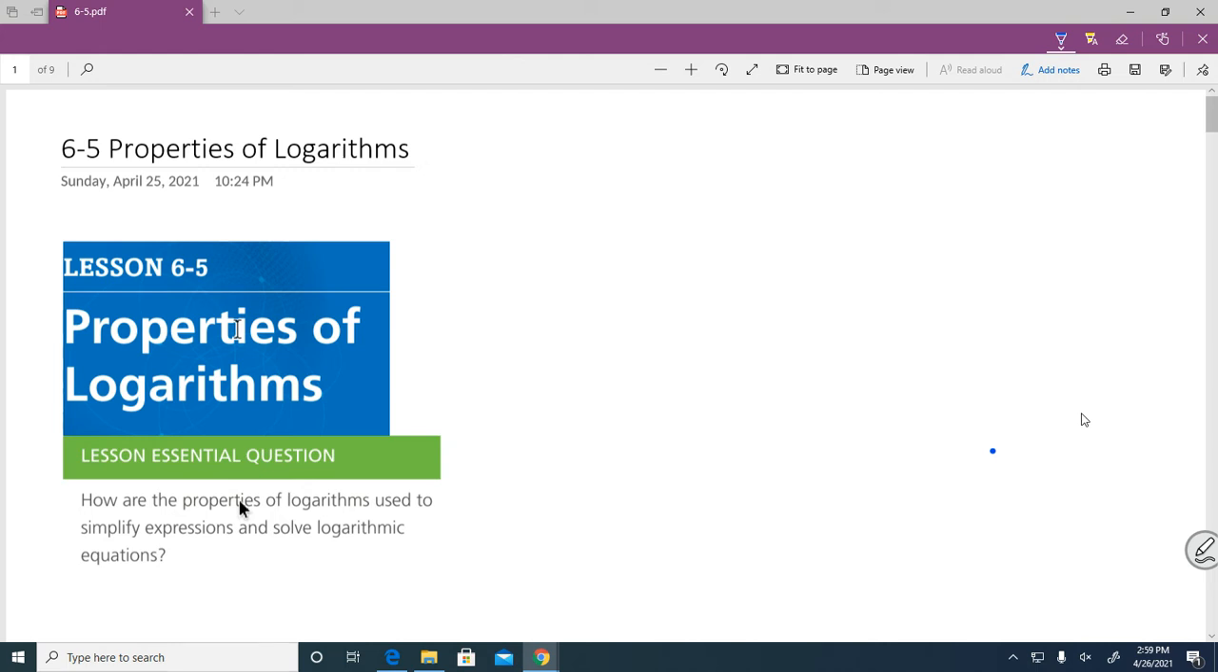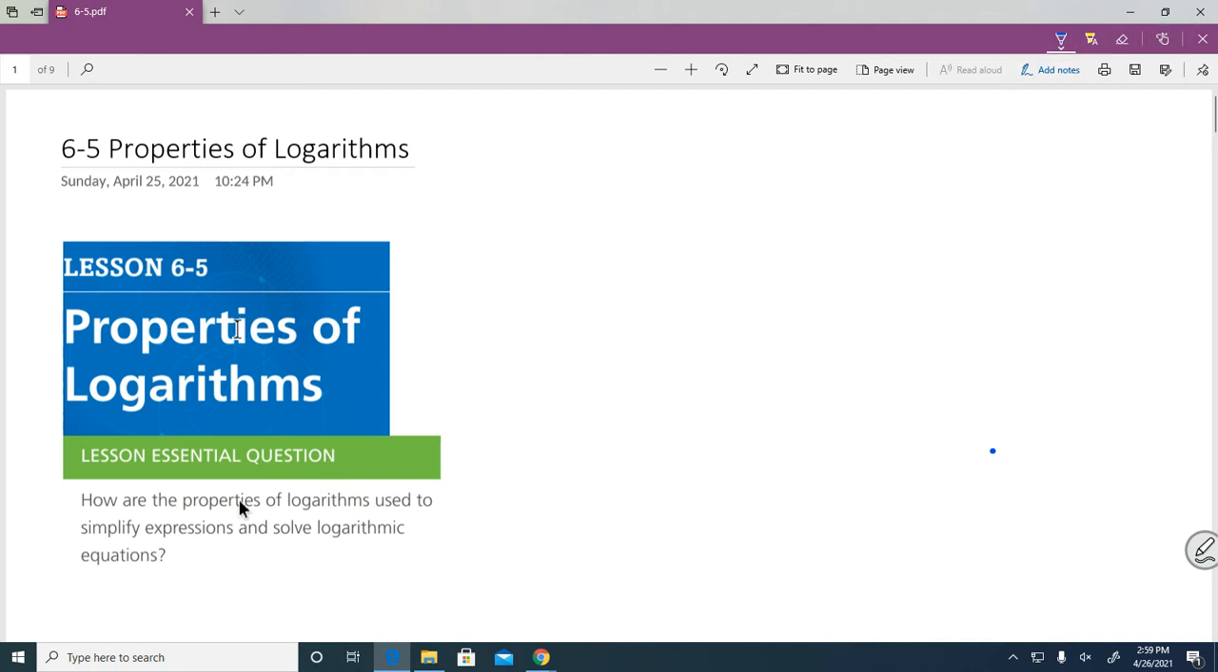In this video, we're going to be looking at the properties of logarithms. What are the properties, how are they used, and how can we simplify log expressions to solve log equations? So you'll see that in this section, you'll have to do something called expanding logs and condensing logs.